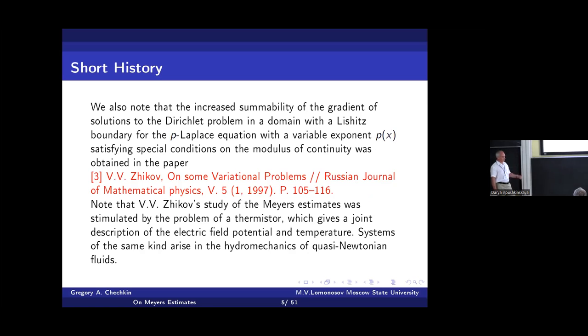After that, in connection with the Termistor problem, Vasily Vasilyevich Zhikov in 1997 considered the P Laplacian equation with a variable exponent P and proved similar estimates also for the problem with the Dirichlet condition on the whole boundary. After that, Vasily Vasilyevich, together with Svetlana Evgenievna Pastukhova, continued these studies and also obtained more precise estimates. I'll tell you about it a little bit later.